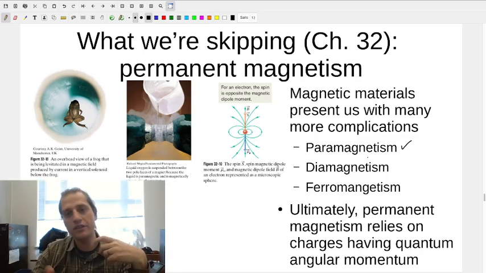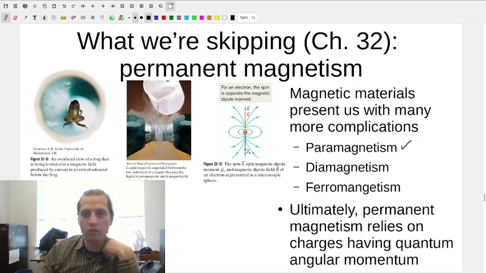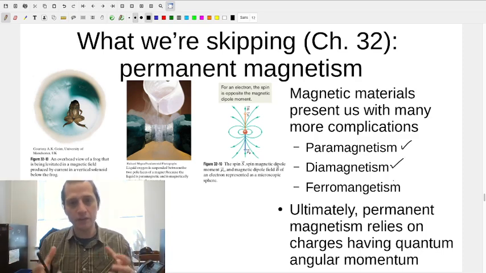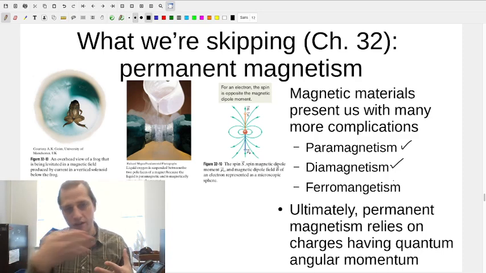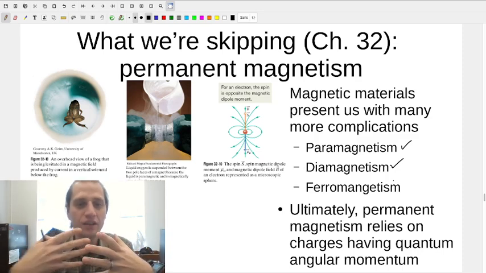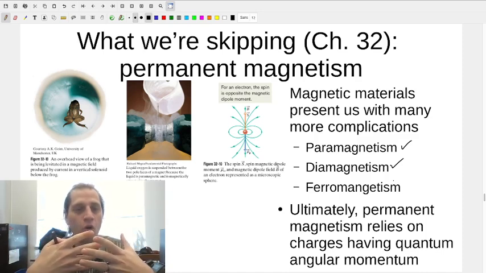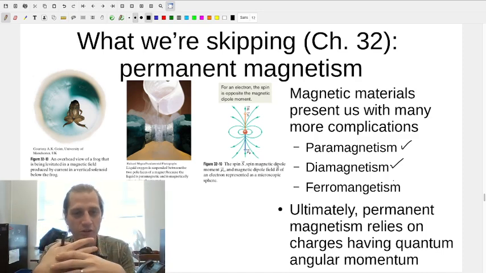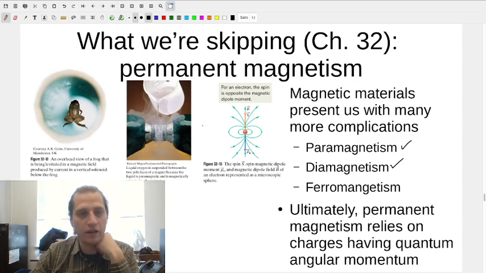On the other hand, if you have a diamagnetic material, the magnetic field inside the material is weaker because the magnetic domains inside of it oppose the direction of the external field. And so you see different effects that arise from each one of these.